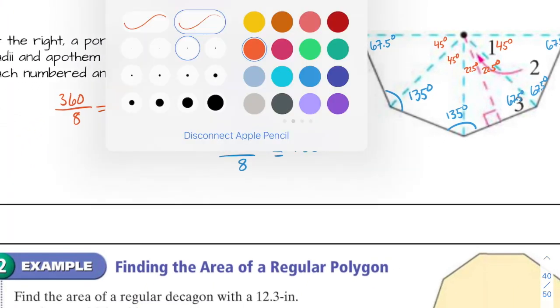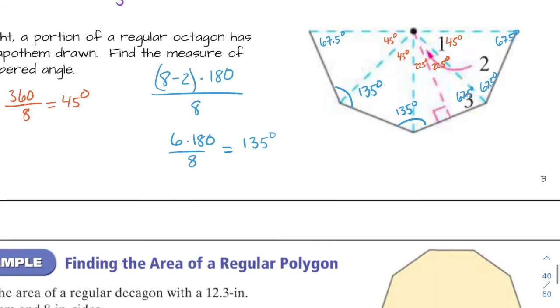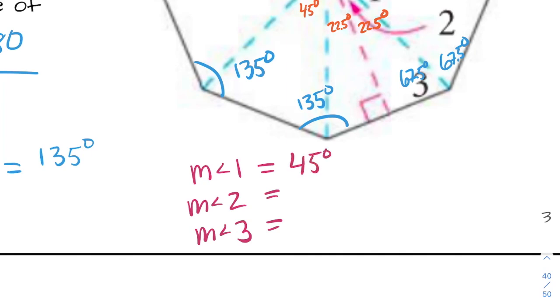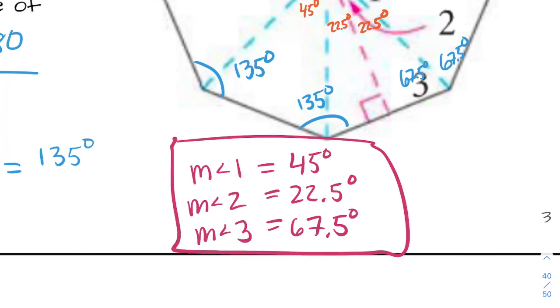Last thing we do want to do is probably write them out, because I'm taking the short road here. So I'm going to say measure of angle 1, measure of angle 2, measure of angle 3. Measure of angle 1 is 45 degrees. Measure of angle 2 is 22.5 degrees, half of it. Measure of angle 3 is 67.5 degrees, which is half of 135.